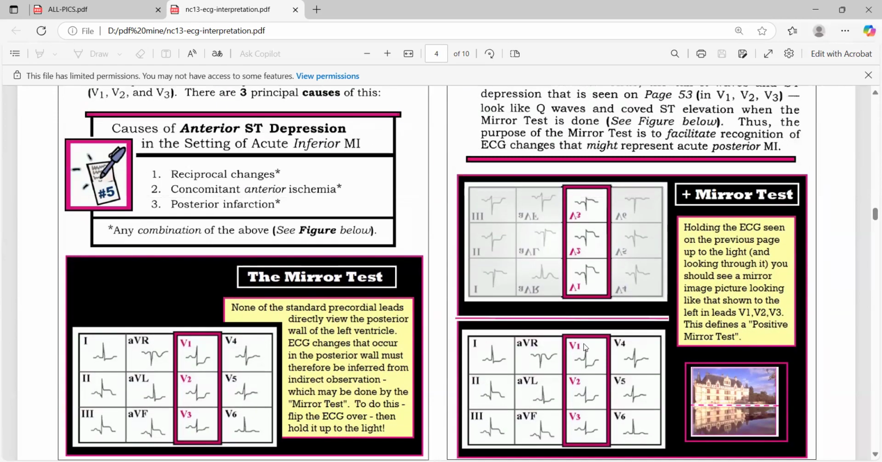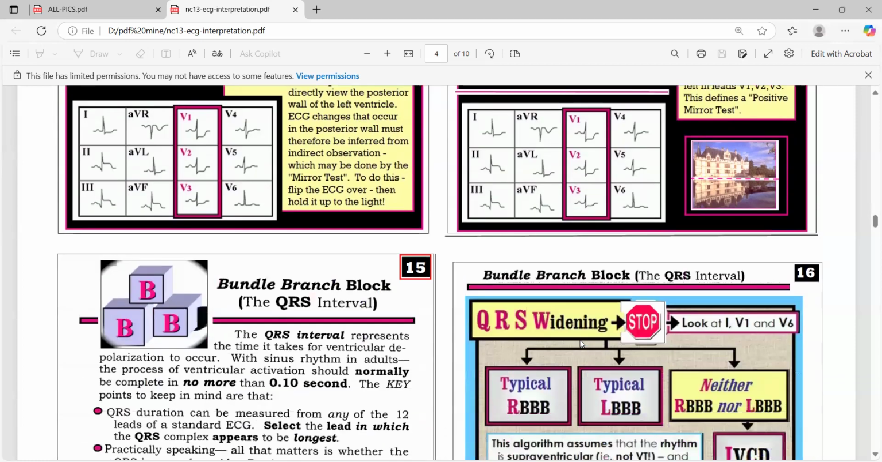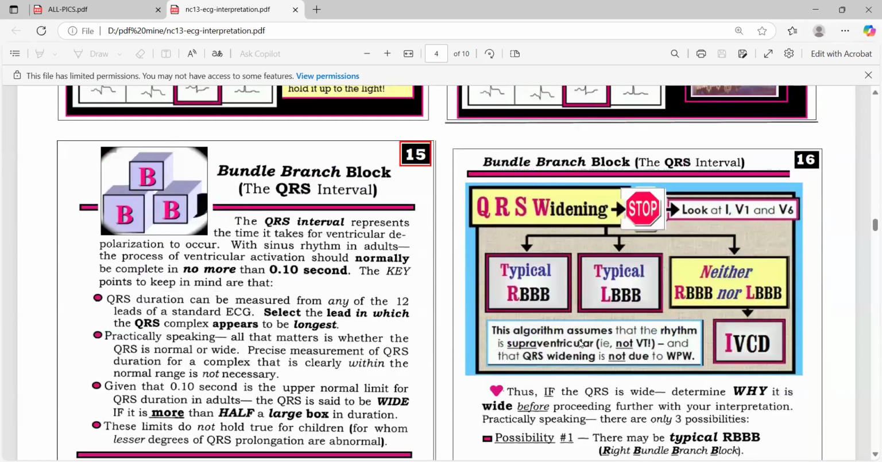So don't go into very much detail of how the mirror test works. All you need to remember is whether there is ST elevation or ST depression, and in which lead it is. And for the anterior leads, if there is an anterior wall MI, which leads you have to look at. That's about it. Don't go into very much detail of the mirror effect and all that.